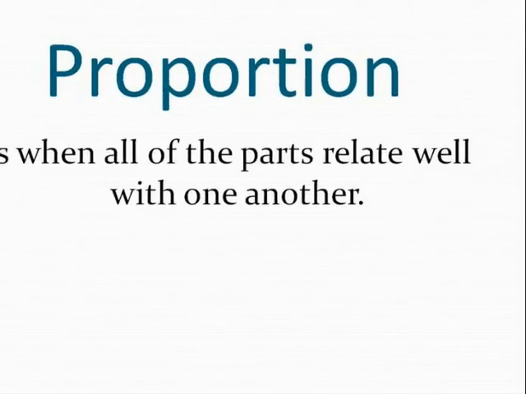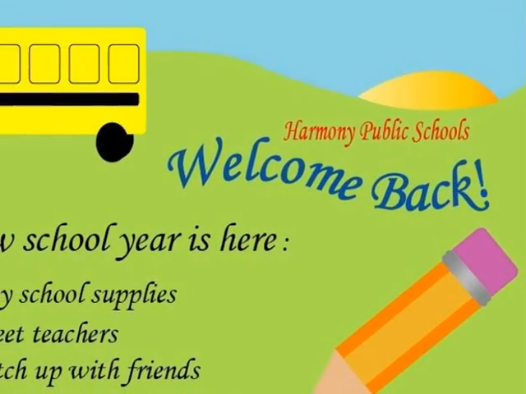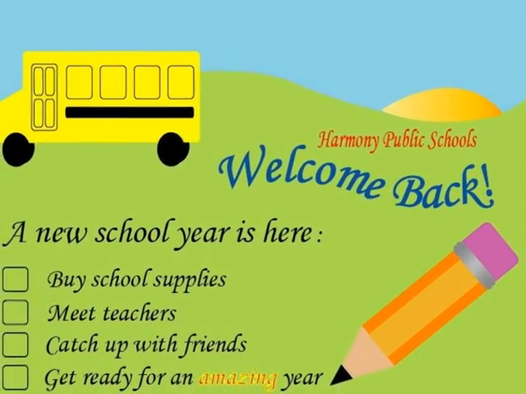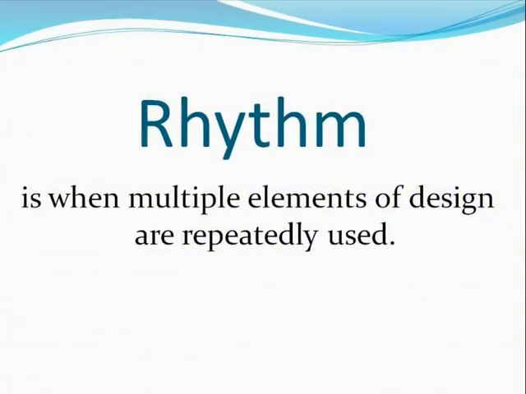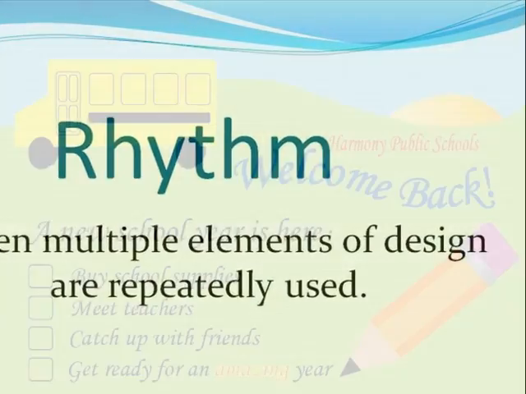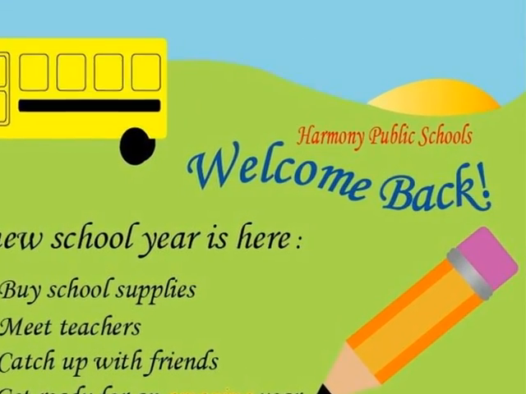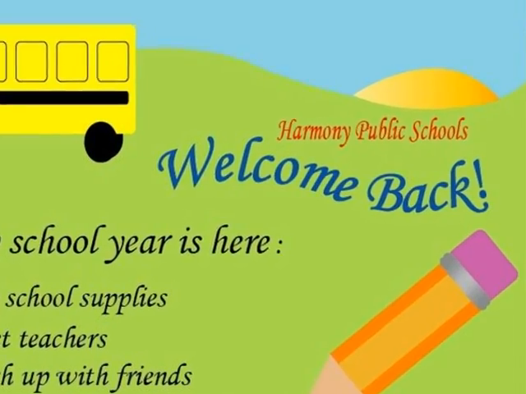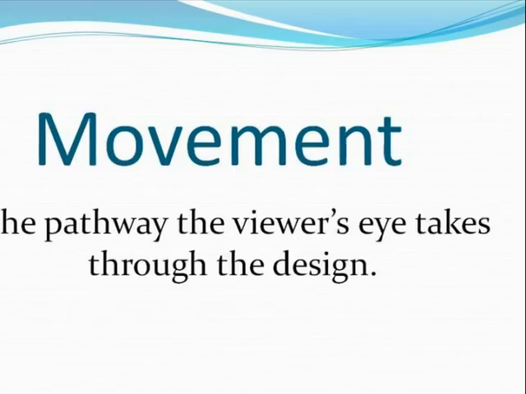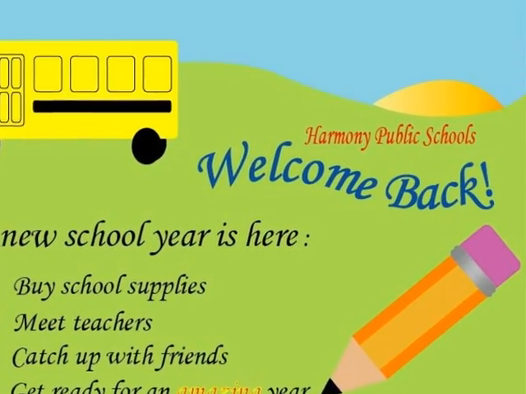Proportion is when all of the parts relate well with one another. There is correct proportion between the school bus and the landscape, but the text and the pencil are exaggerated. Rhythm is when multiple elements of design are repeatedly used. The hill in the landscape and the words "Welcome Back" are at the same angles, causing rhythm. Movement is the pathway the viewer's eye takes through the design. There is movement from the school bus to the red and blue text.